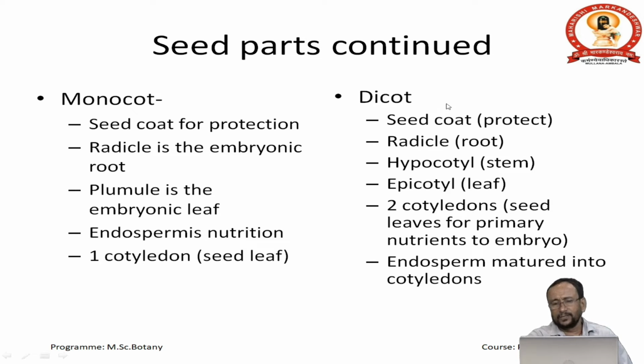In dicot, the seed coat, as usual, functions to protect the seed. The radicle gives rise to the root, the hypocotyl gives rise to the stem, and the epicotyl gives rise to the leaf. There are 2 cotyledons, seed leaves, for primary nutrient to embryos, as the endosperm matured into cotyledons.